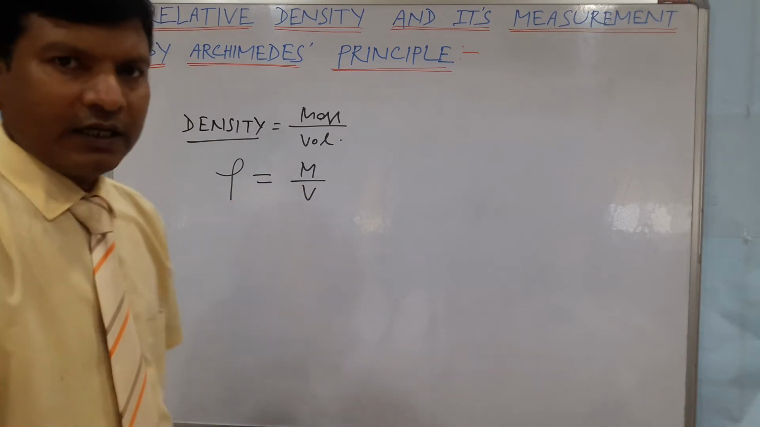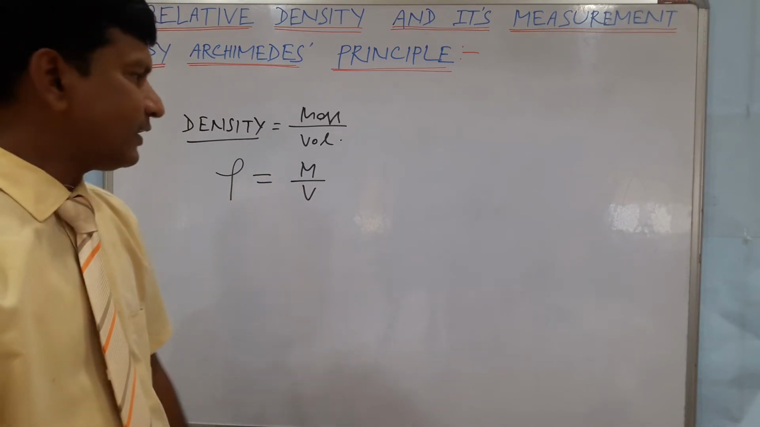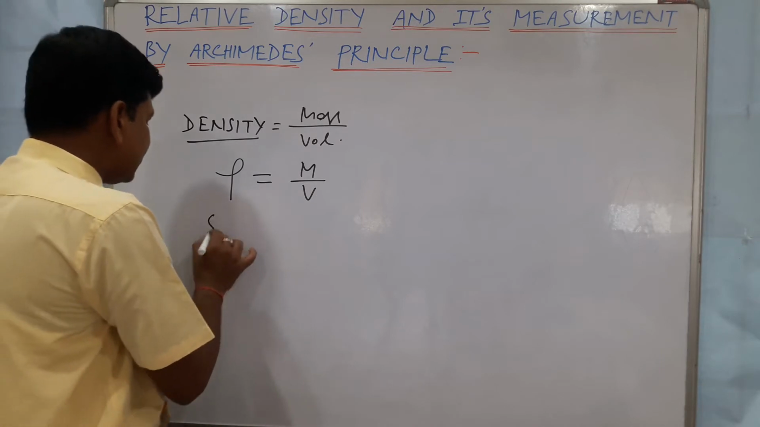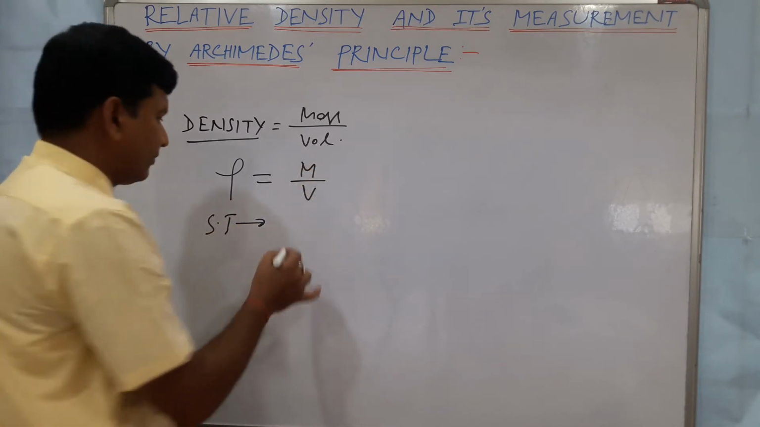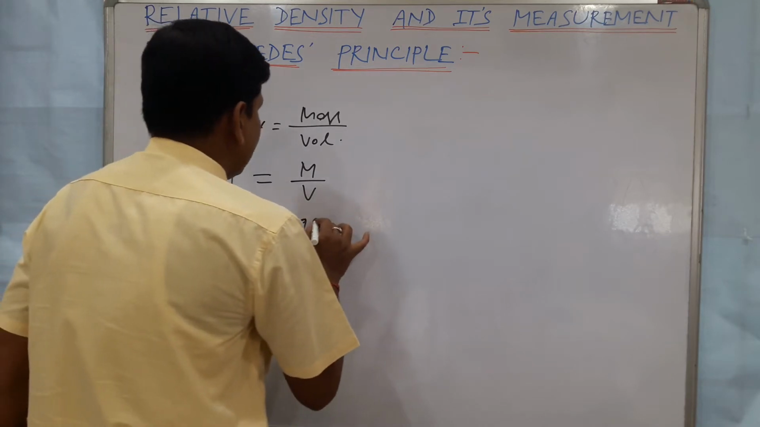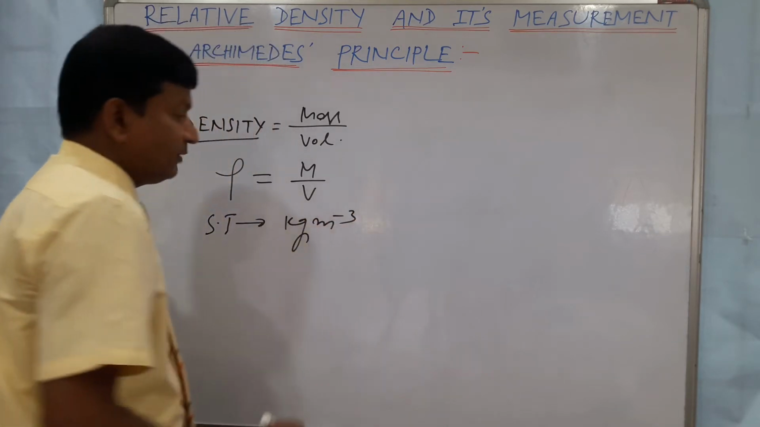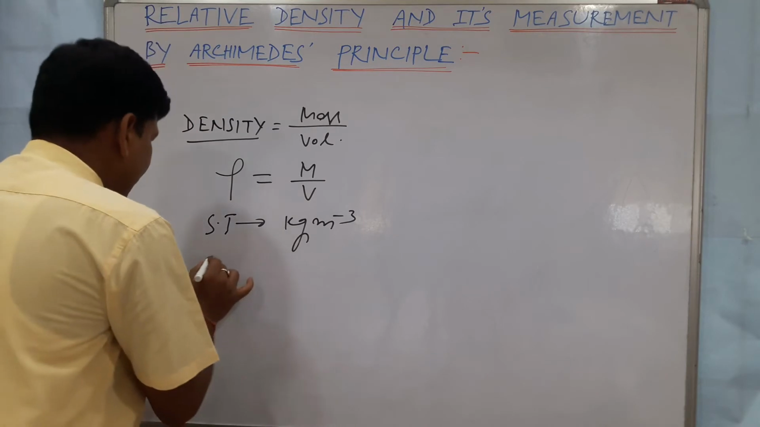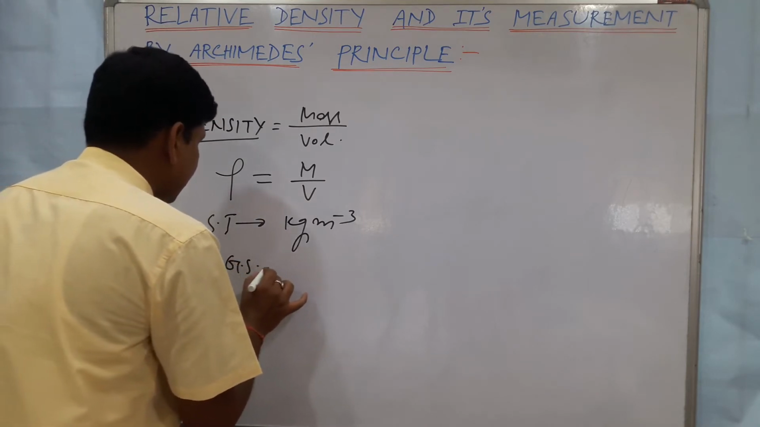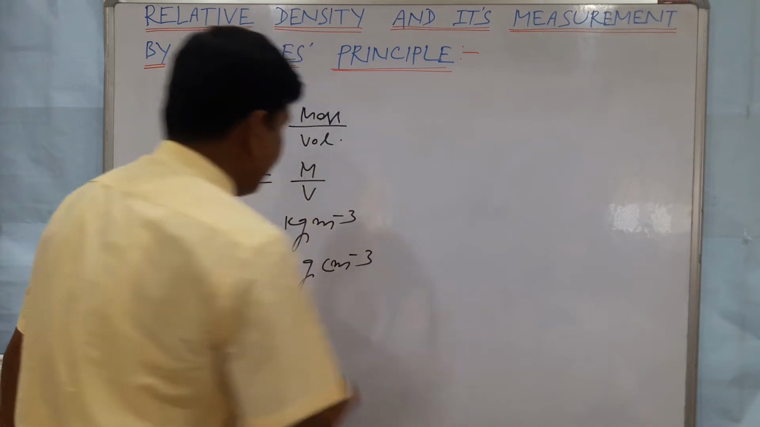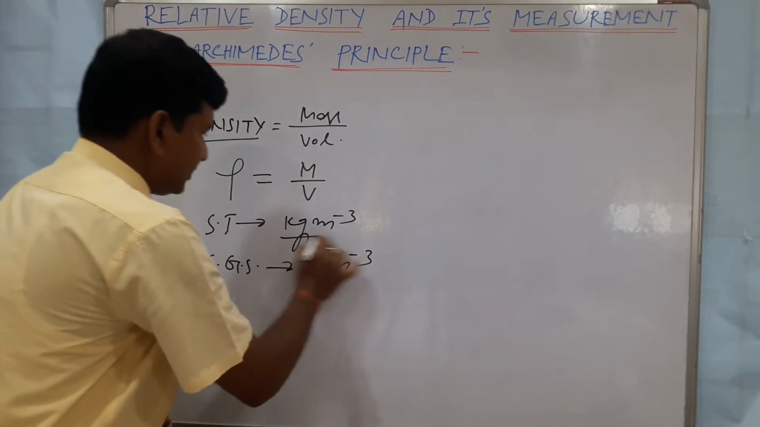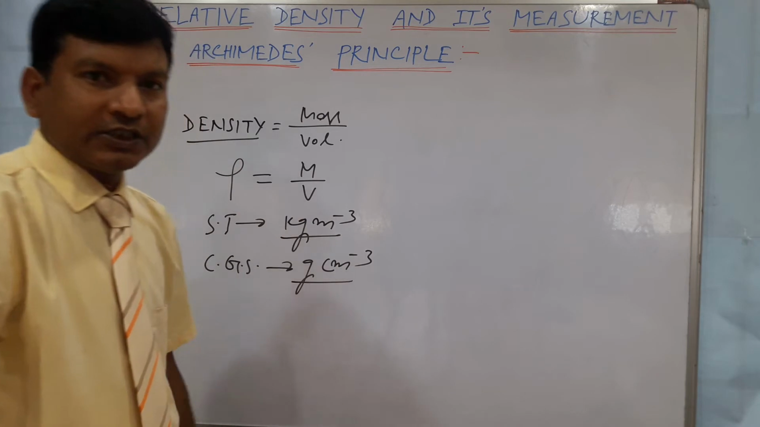And what is the SI unit and CGS unit of density? The SI unit of density will be kg per meter cube, or kg meter to the power -3, and the CGS unit is gram per centimeter cube, gram centimeter to the power -3. That is the SI unit and this is your CGS unit.